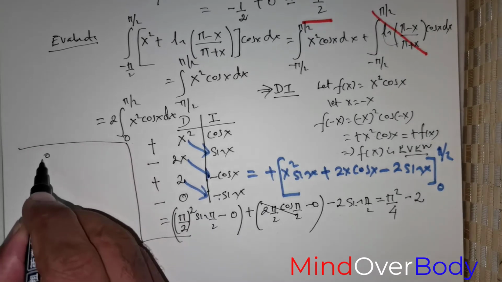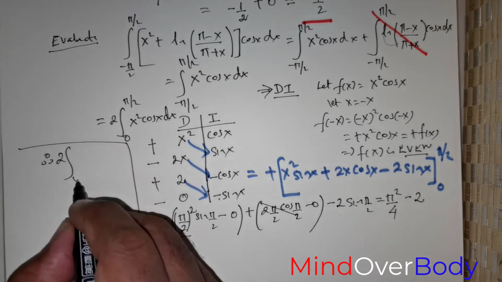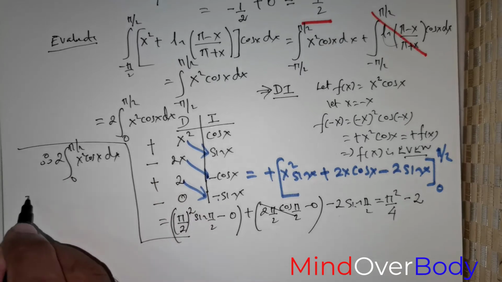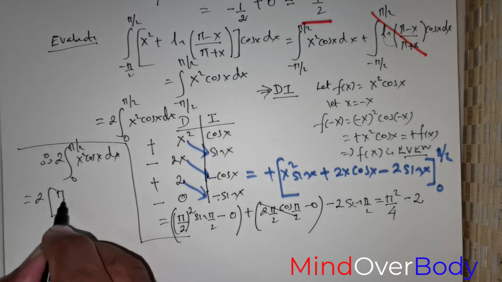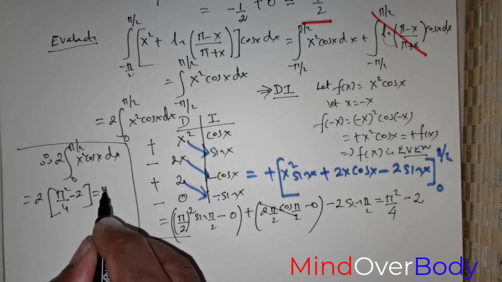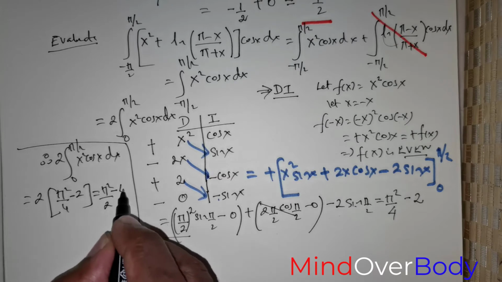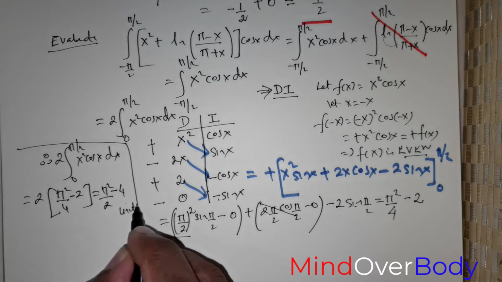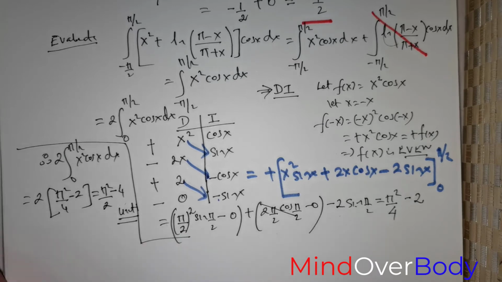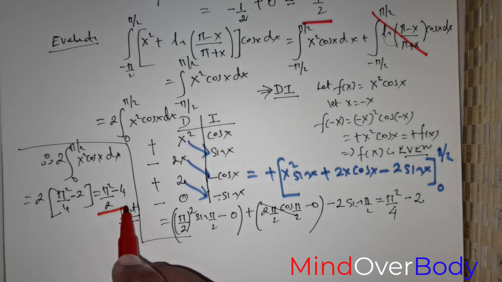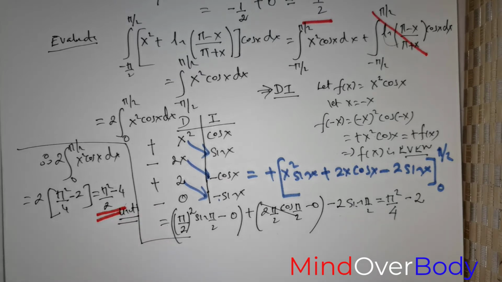So therefore, 2 times the integral from 0 to pi over 2 of x squared times cos x dx is equal to 2 times (pi squared over 4 negative 2), which is equal to pi squared over 2 negative 4 units, the respective units. So this is a good place for us to draw the red line. So students, I hope you understood this question.